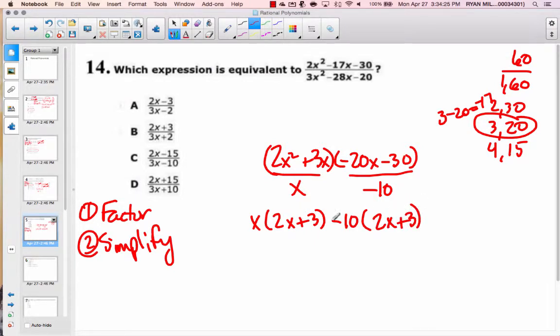And so I'm glad that those match because they're supposed to. So on top, I have x minus 10. And I have 2x plus 3. Okay. I'm going to erase this to create some room.